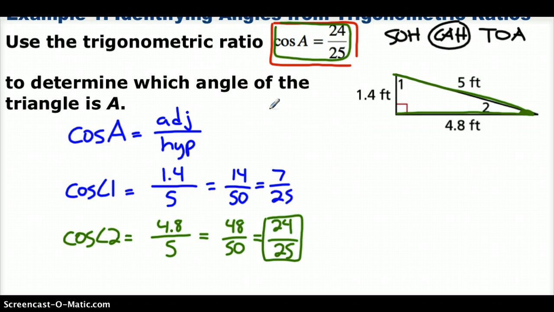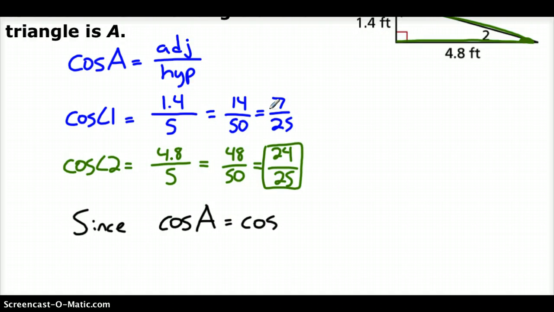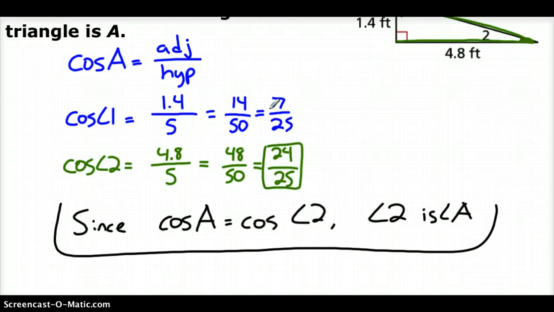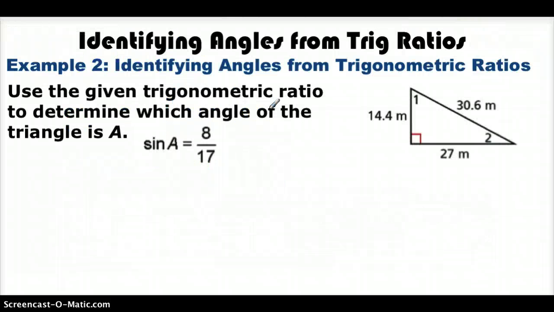At this point, we can say something on the bottom, a statement that says these match. Since the cosine of A equals the cosine of angle 2, angle 2 is angle A. This would be our final ta-da statement after all of that work. Let's go ahead and take a look at another example on the next page.